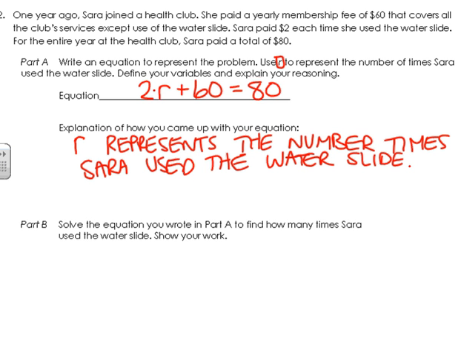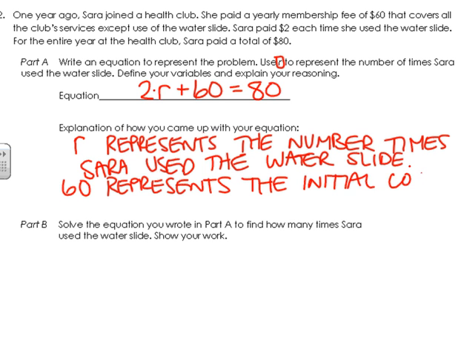Now in the explanation, we also need to say where the 60 came from. So we could say 60 represents the initial cost, and 80 represents the total amount of money spent.